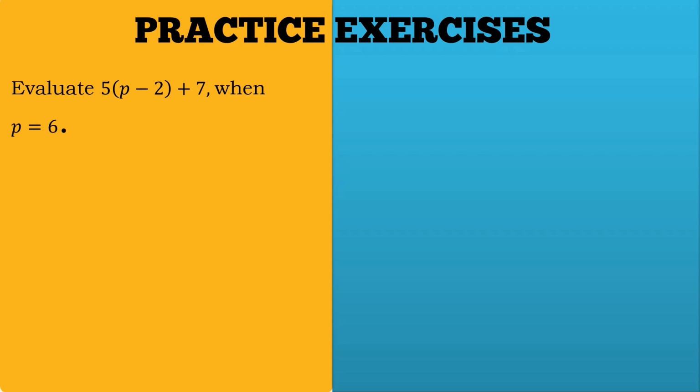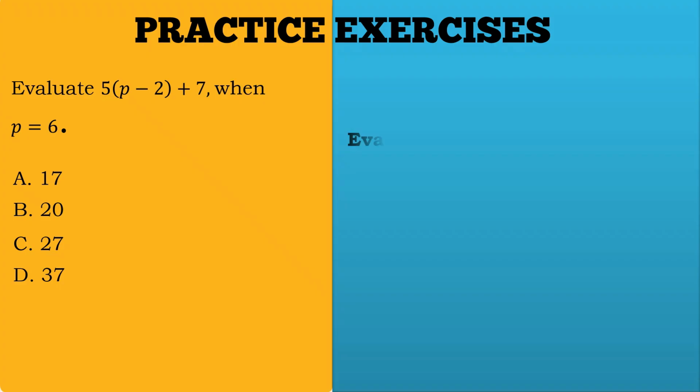Evaluate the expression 5 times the quantity of p minus 2 plus 7 when p is equal to 6. A, 17. B, 20. C, 27. Or D, 37. What do you think the answer?